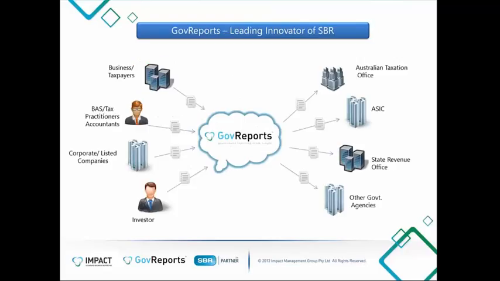GovReports is a complete SBR-enabled software operating since 2010, enabling taxpayers and tax practitioners to prepare and lodge compliance reports to SBR-ready government agencies on the cloud. GovReports is currently connected to over 13 government agencies, including the ATO, all the state and territory revenue offices for payroll tax, and ASIC for financial statements lodgement. With the ATO, GovReports enables lodgement for all compliance reports, including the IAS, the BAS, tax file number declarations, PAYG, TPA, and all the tax returns.